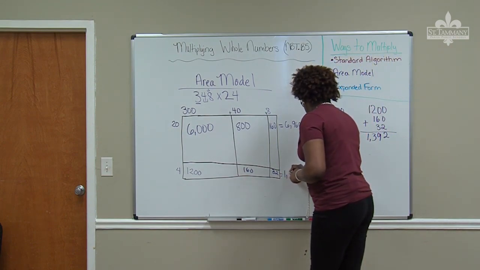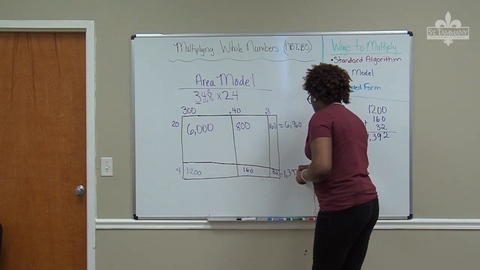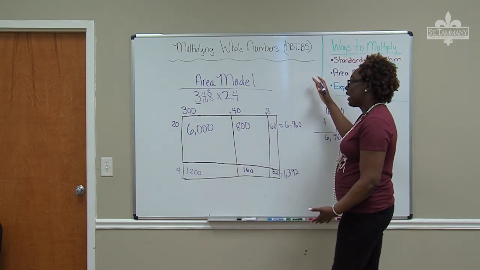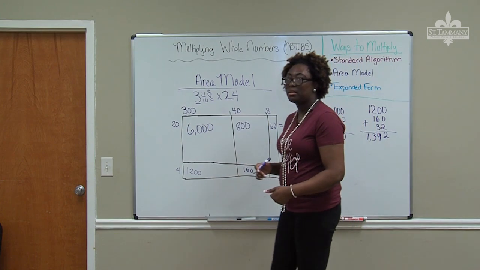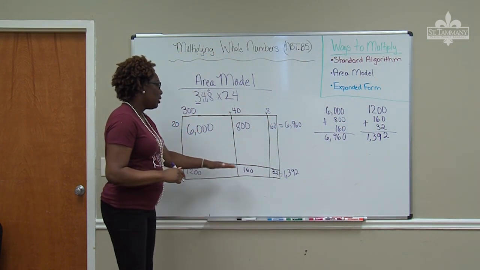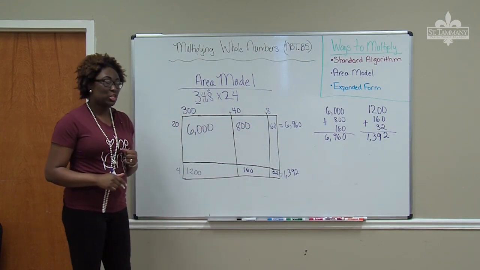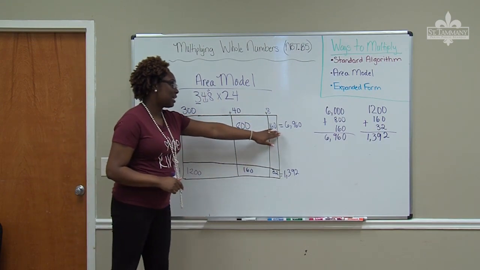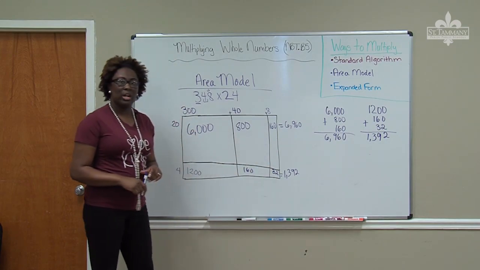Go ahead and fill this in here, 1,392. Ta-da! What do I have? Partial products. Remember, before we can get to our overall product, when we're multiplying whole numbers, we have to get to our partial products. In this case, we have 6,960 and 1,392.